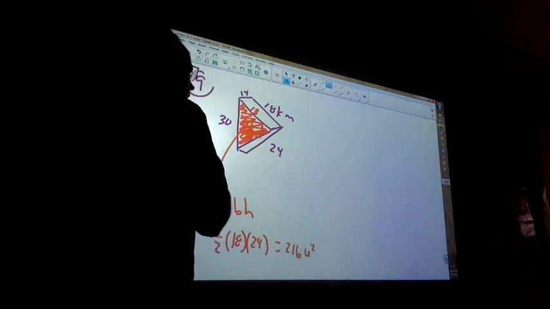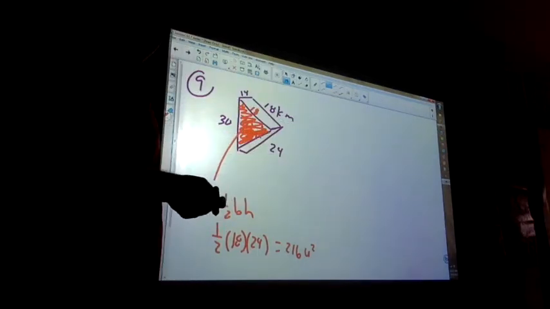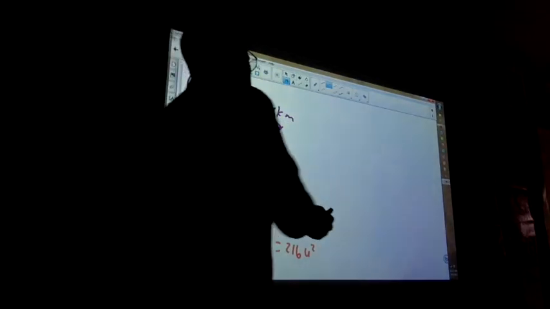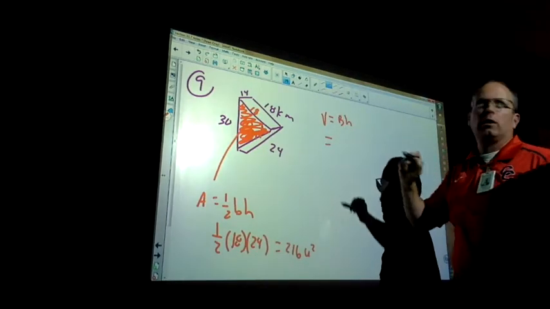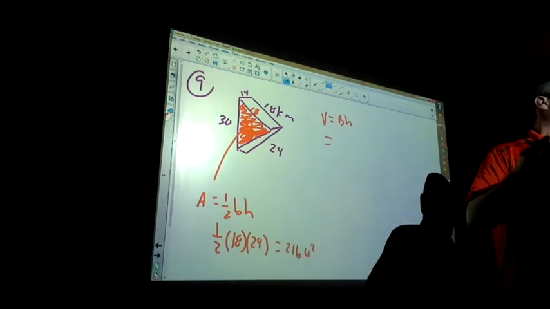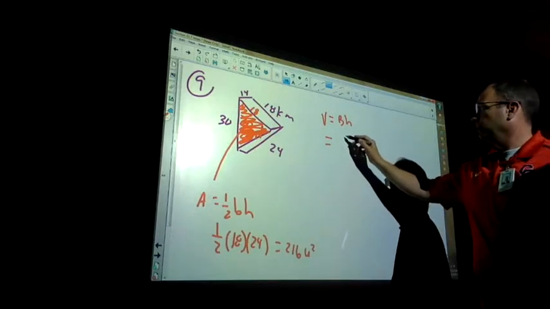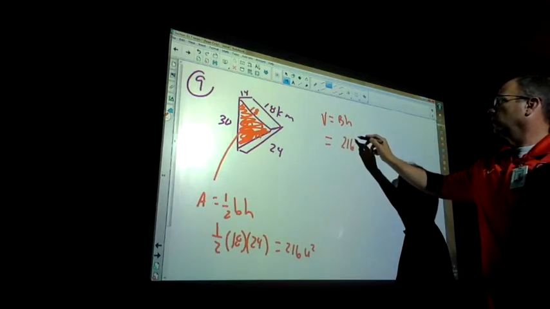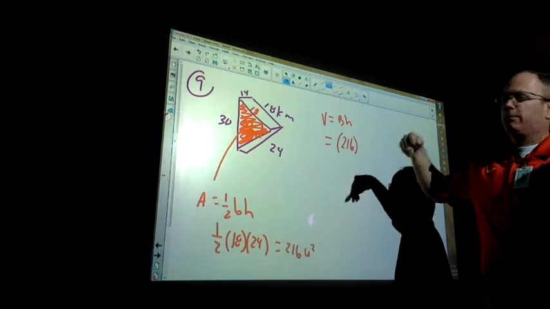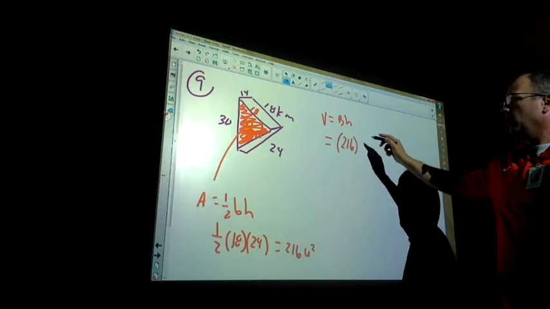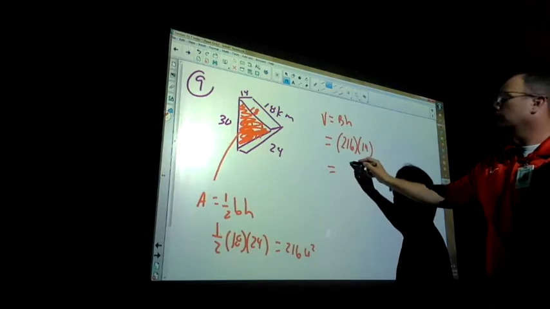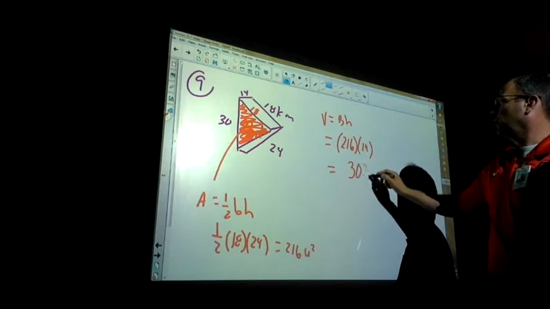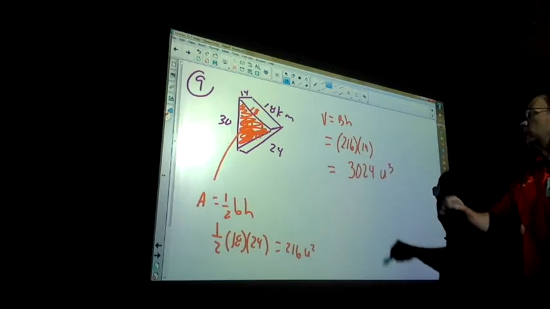That make sense? So how deep is this object? 14. So my volume is base times height. Why is it not 1/3? Because it's a pyramid. No, it's not a pyramid, it's a prism. Thank you. So that times 14. How much? 3,024. 3,024 cubic units.